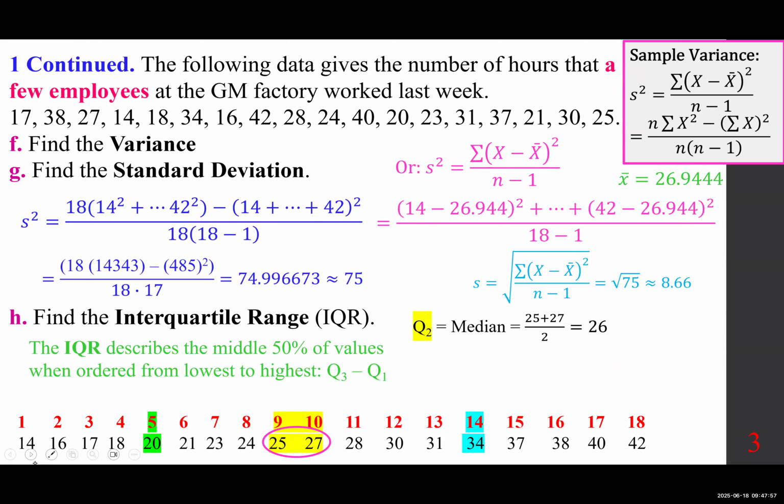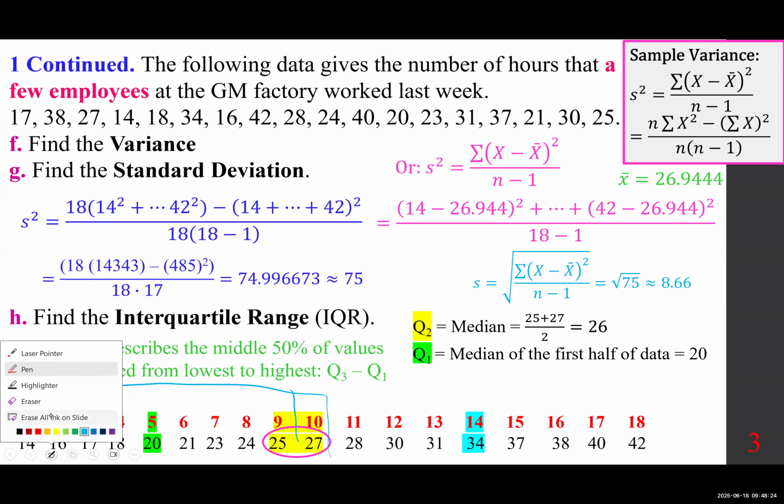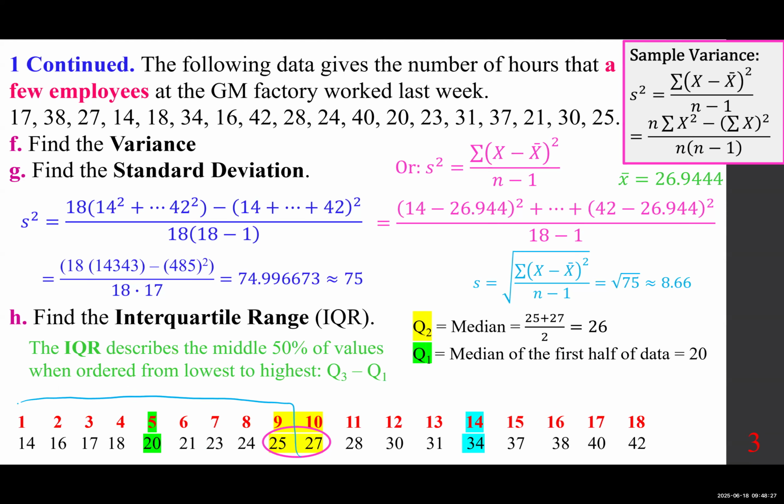So look at this. Okay, this is the bottom half. The median of the first half, or the bottom half, is the fifth one, and I mean here. So this is right in the middle. Why is this right in the middle? Because there are 9 numbers, an odd number. So the fifth one is the middle one.